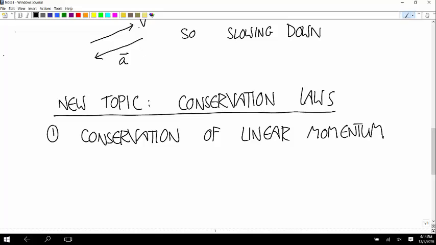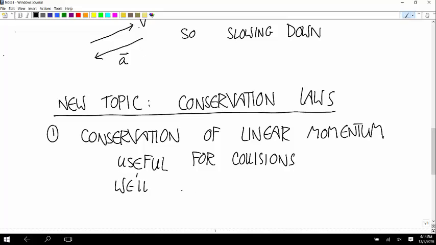This is useful for collision problems. That's mainly the only time you would ever use conservation of momentum. I'm going to say a little bit about this, but we're mostly going to skip over it and move on to the stuff that's going to be more useful if you go into physics 2. So we'll touch on this briefly.